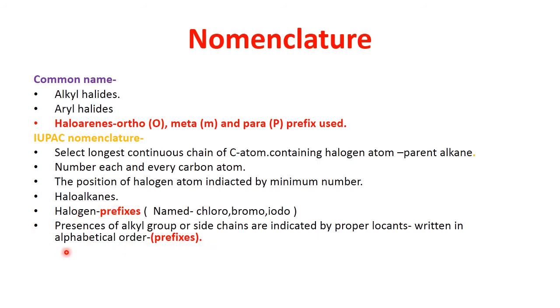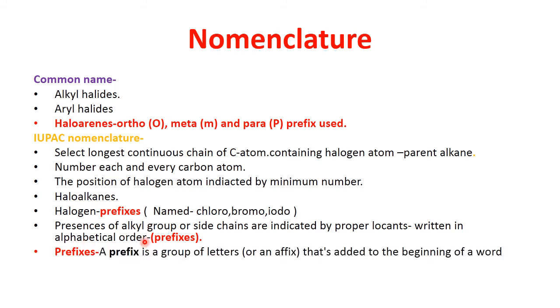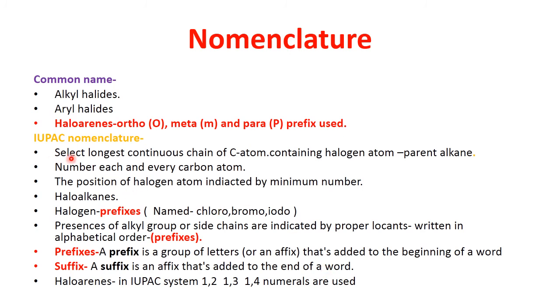Why do we need to arrange them in alphabetical order? Because if more than one alkyl group is present, then we need to arrange them in alphabetical order. Then what is meant by prefix? Prefix means a group that is added to the beginning of the word, and suffix is also a group that is added to the end of the word. While writing the IUPAC name of haloarenes, we use the numerals 1,2, 1,3 and 1,4 for these haloarenes.